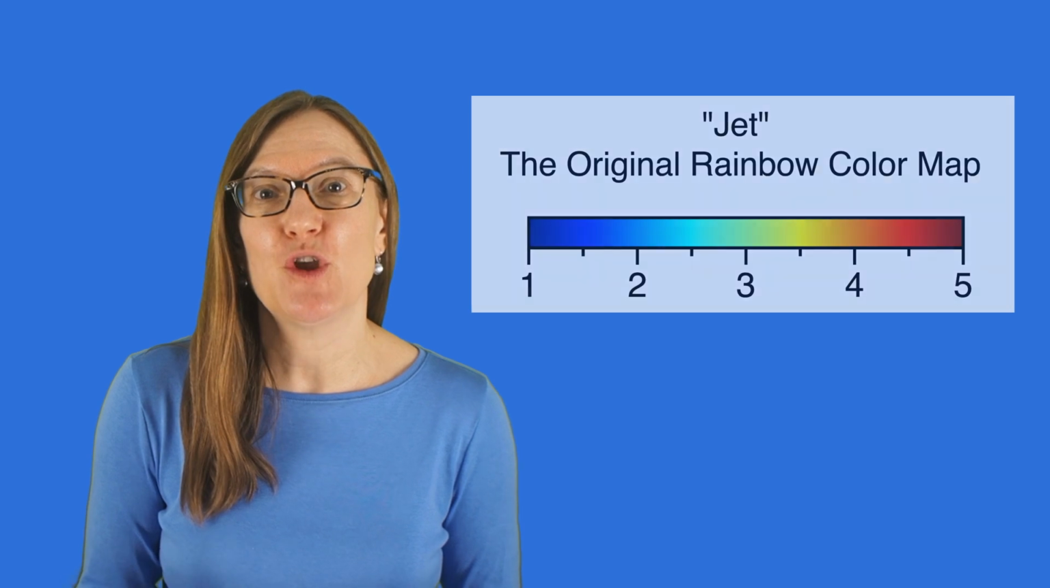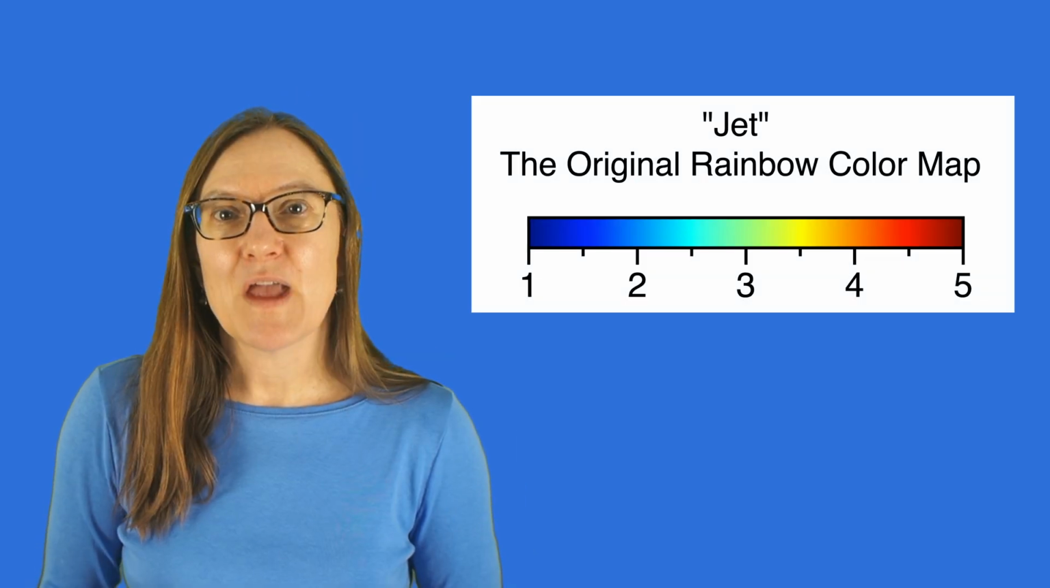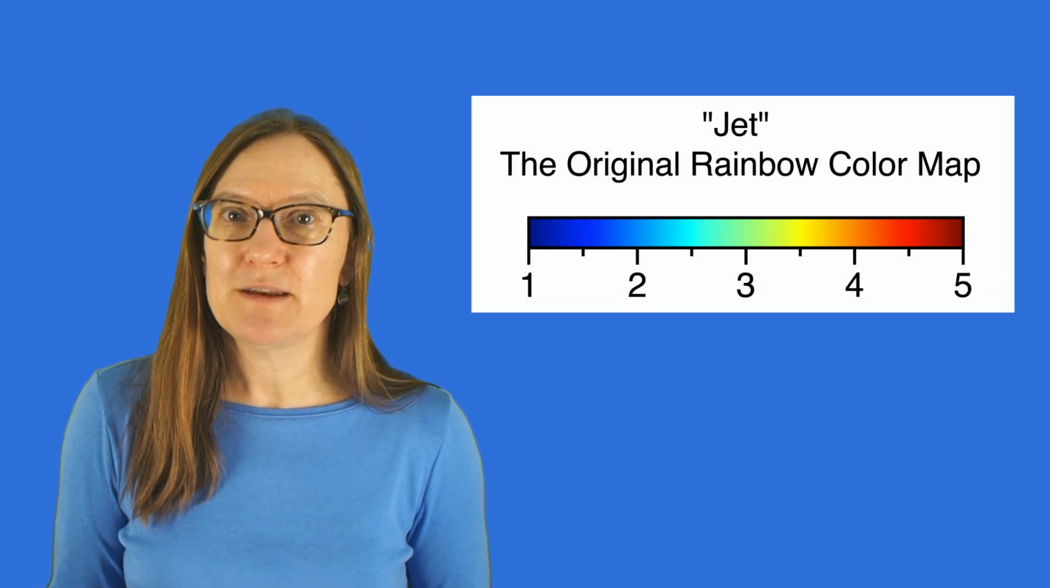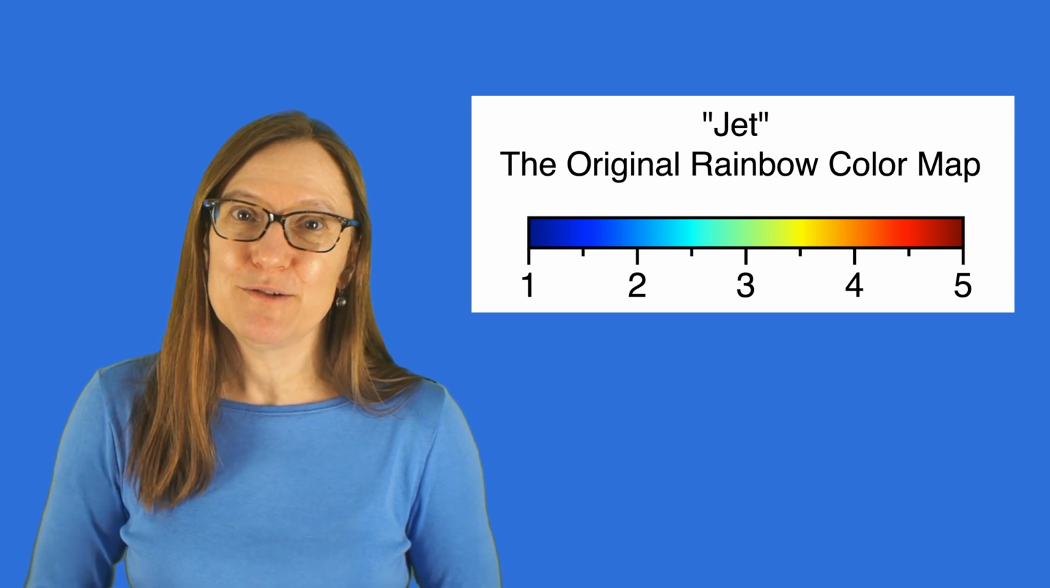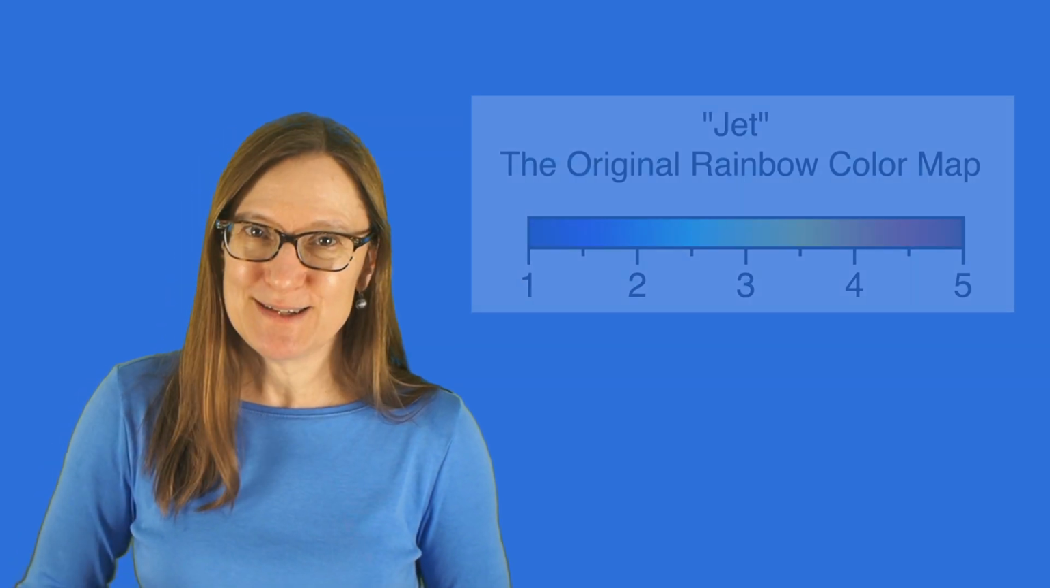Let's get started. First, let's start by talking about the traditional rainbow color map known as JET. The original JET color map was created by researchers at the University of Illinois, I believe sometime in the early 90s. They used the JET color ramp in images like this of an astrophysical jet where one fluid is colliding with another.